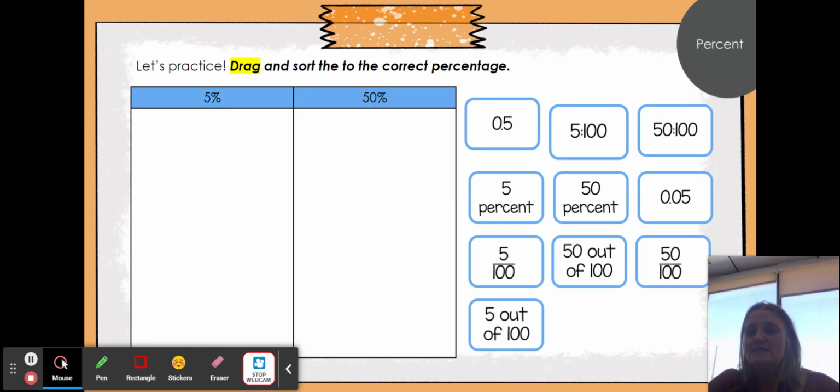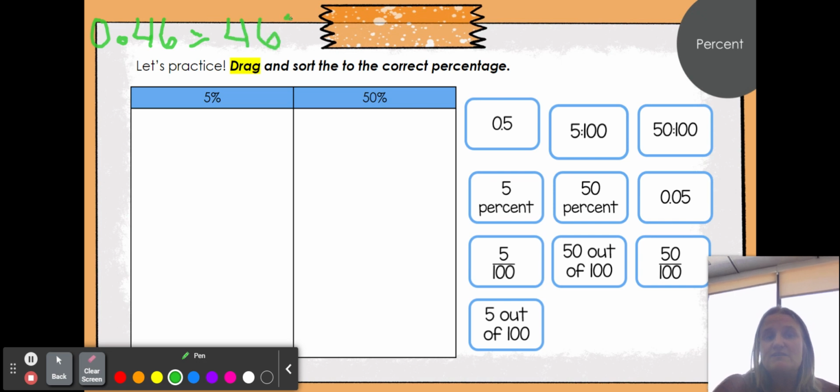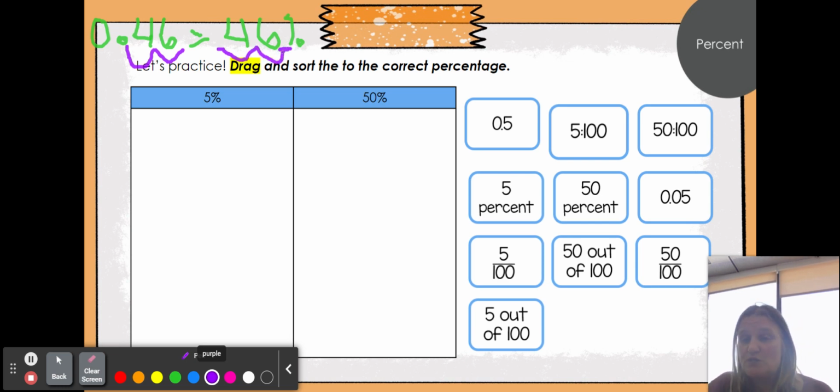So this is a Google slide. And as we do this, we're going to talk about how we can change these to help us figure out if it's 5% or 50%. Okay. So one thing that we can do is I know that when I had something like this, when I had 46 hundredths, that was equal to 46%. So remember, we're going to talk about moving that decimal point. So to make it a percent, I'm going to move it twice, only twice this way. So you know that that's how it works, okay?